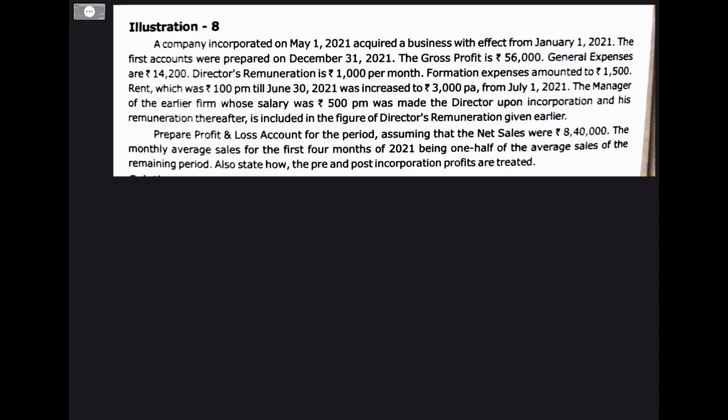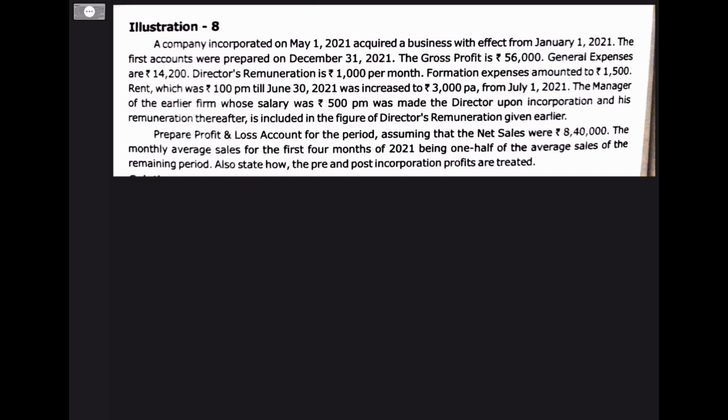A company incorporated on May 1st, 2021 acquired a business with effect from Jan 1, 2021. The first accounts were prepared on December 31st, 21. In this question, the financial year starts from Jan and ends at December. So Jan to December we are calculating, and the company is incorporated on 1st May, which means these two lines are particularly related to time ratio.